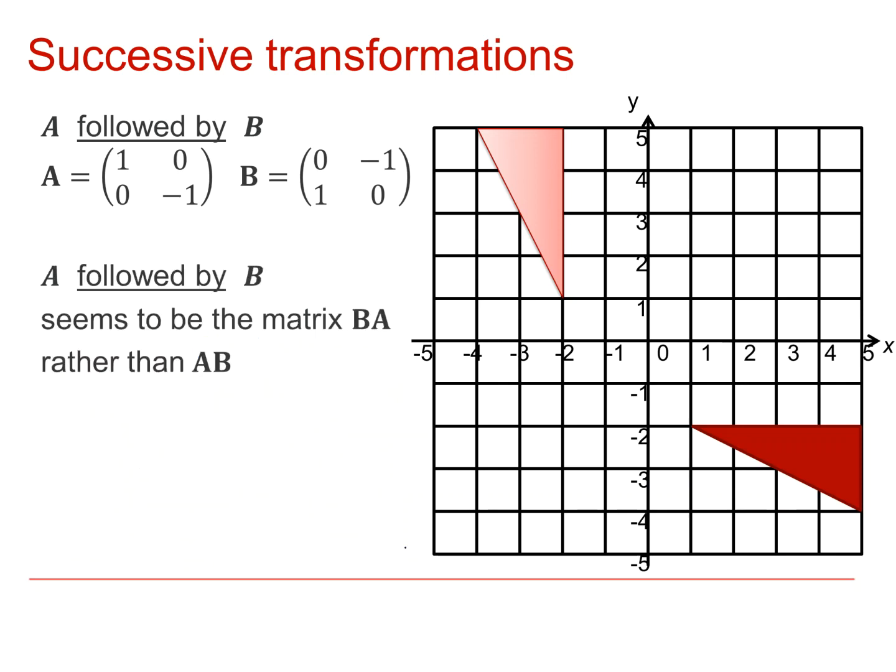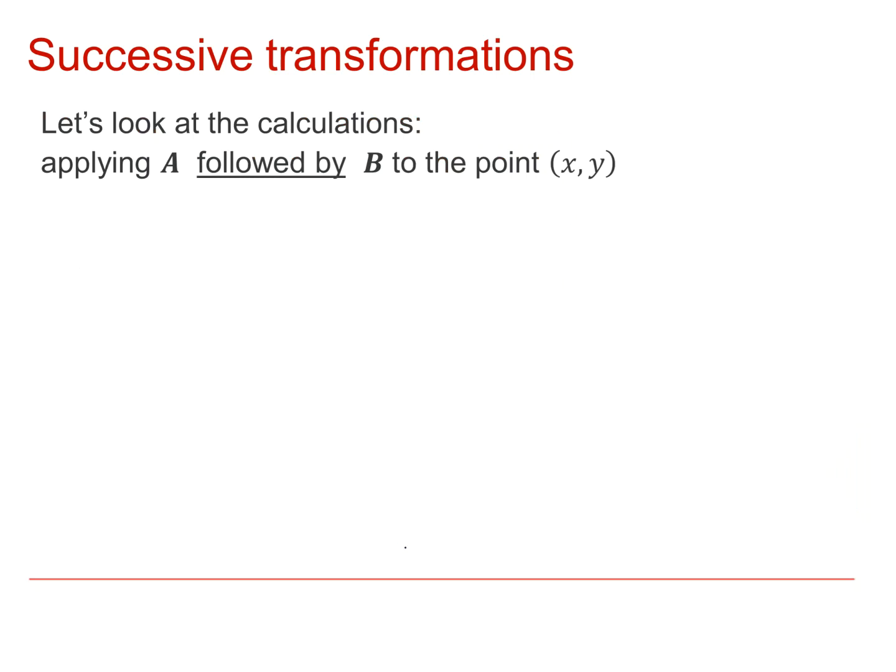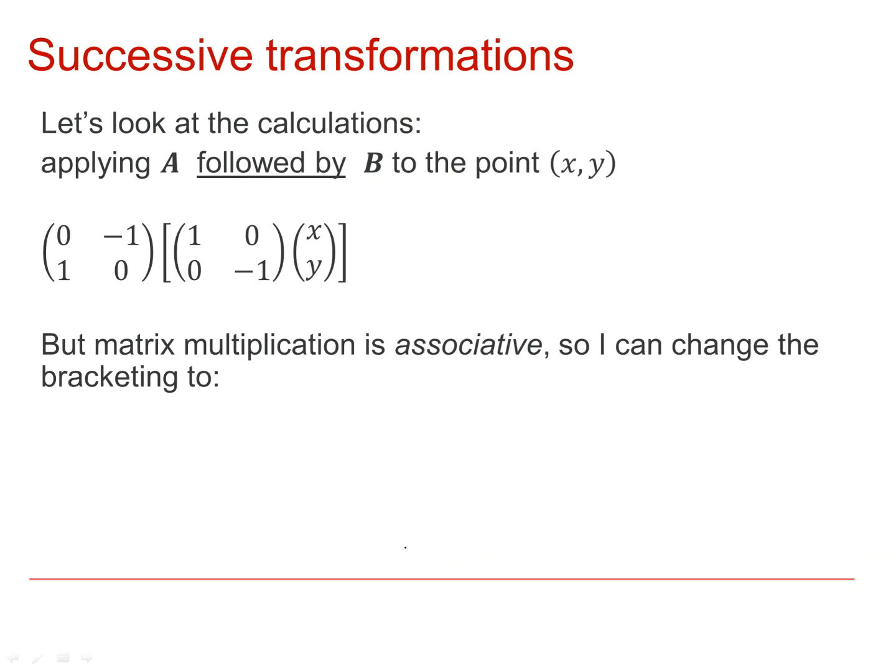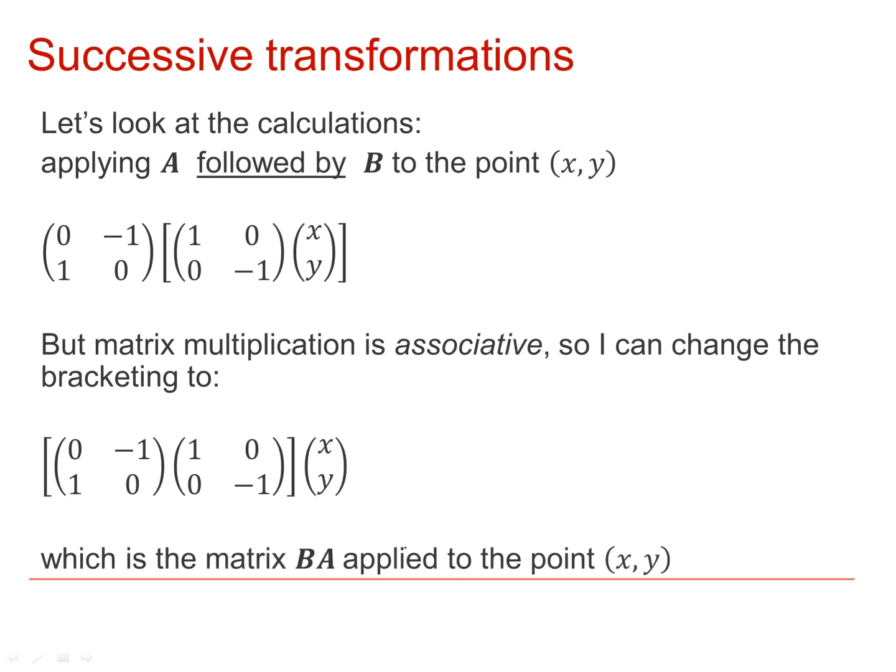So it seems that the transformation A followed by B is the matrix BA rather than the matrix AB. That might surprise you to start with, but it does make sense. Let's look at the calculations applying A followed by B to the point (x, y). That's what I've got here. But we know that matrix multiplication is associative, so I can change the bracketing to this. And that's the matrix BA applied to the point (x, y).